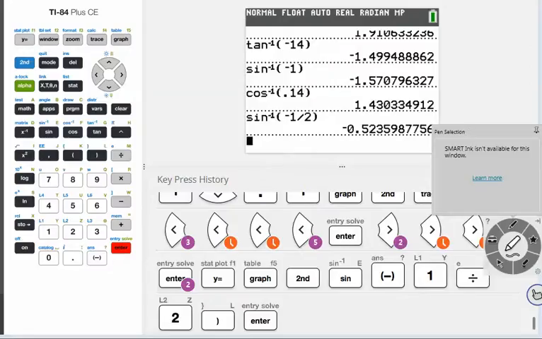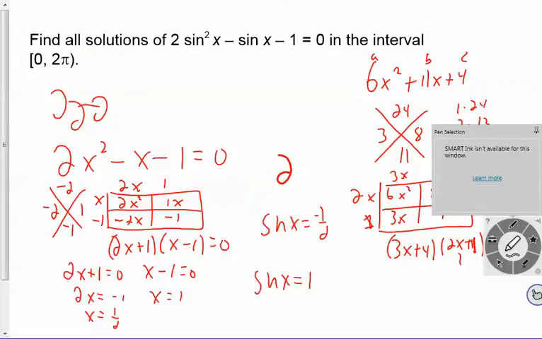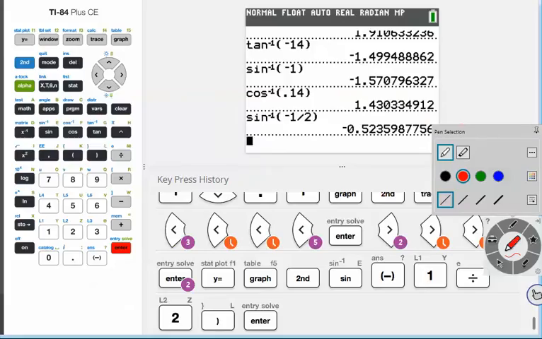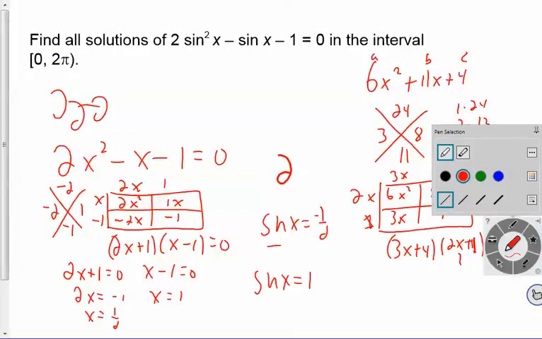So I'm going to go arc sine of negative 1 half, and I get negative 0.5235. So I'm going to do that plus 2k pi. So negative 0.523 plus 2k pi. And then this guy, 1, well, that's at pi over 2 plus 2k pi. So those are all the spots where it is equal.